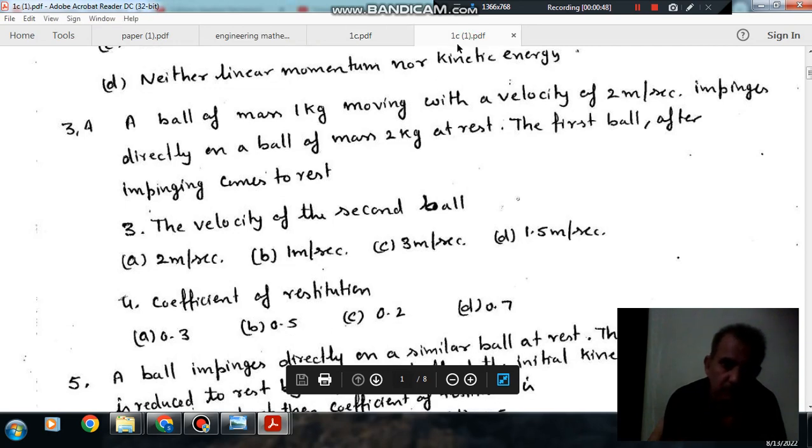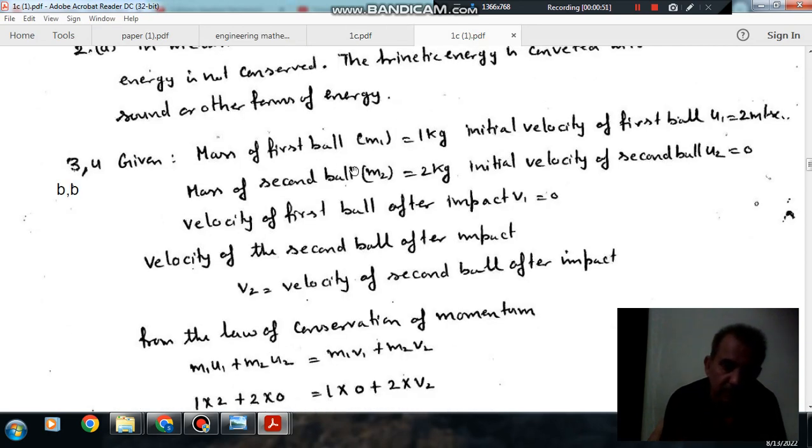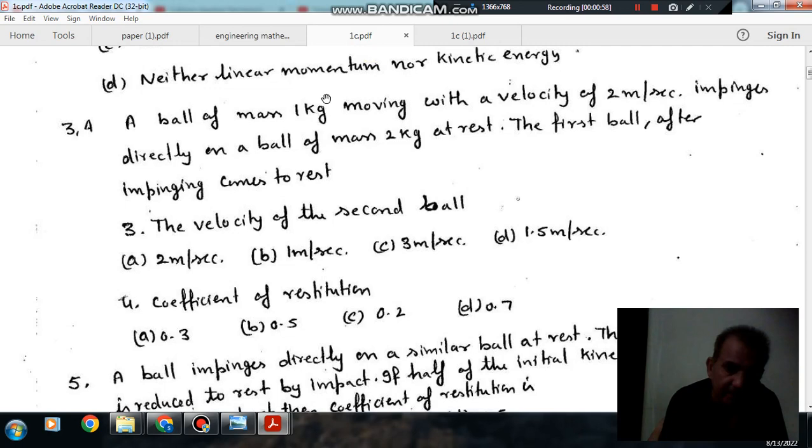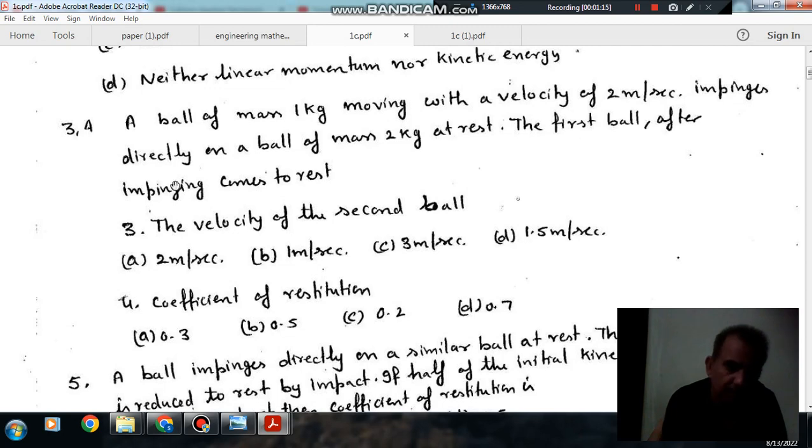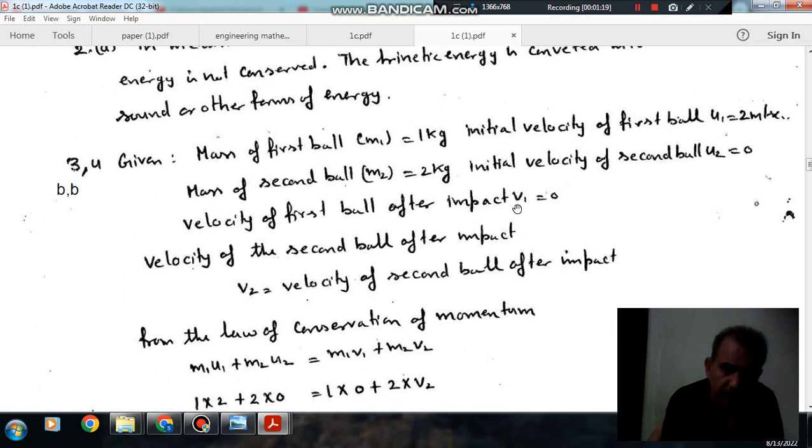Okay, so here the mass of the first ball is 1 kg and the second ball is 2 kg. Initial velocity of the first ball is 2 meter per second and the second ball is at rest. From the conservation of momentum we can find out the final velocities of these balls. The first ball after impinging comes to rest, so the final velocity of the first ball is 0, and suppose v2 is the final velocity of the second ball.